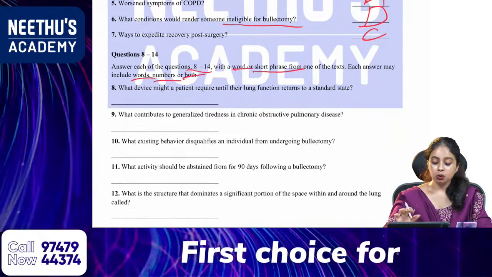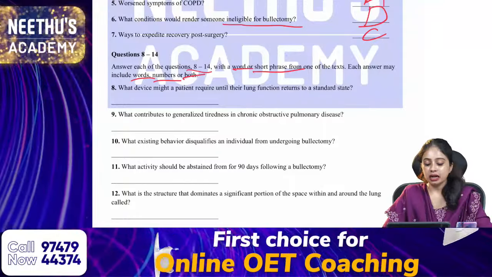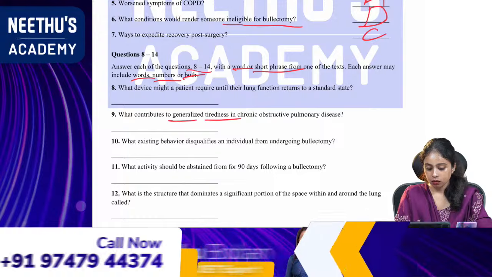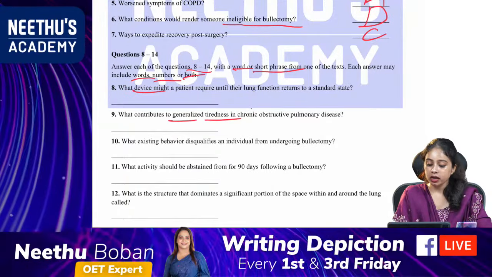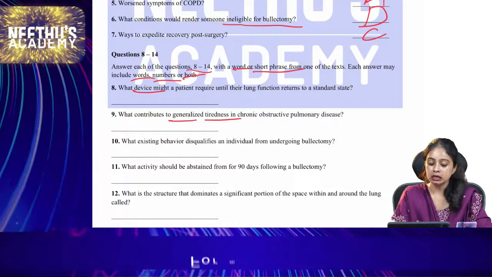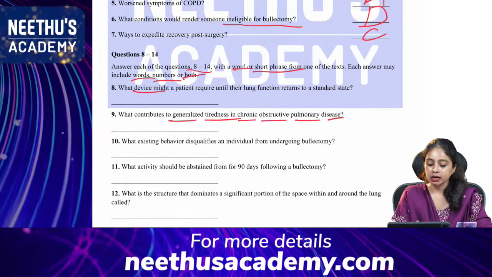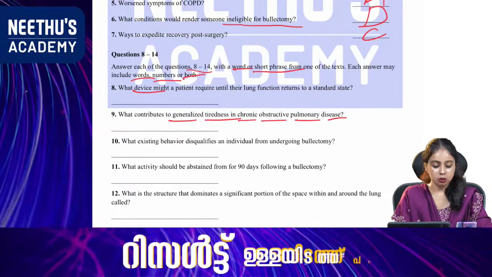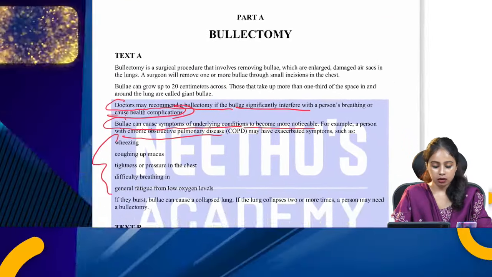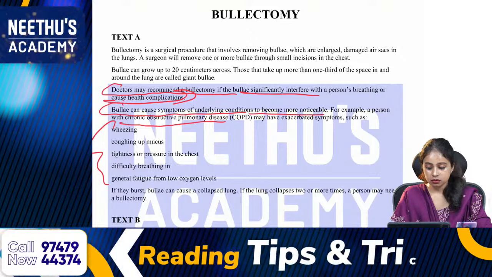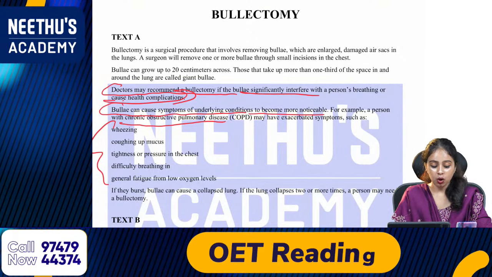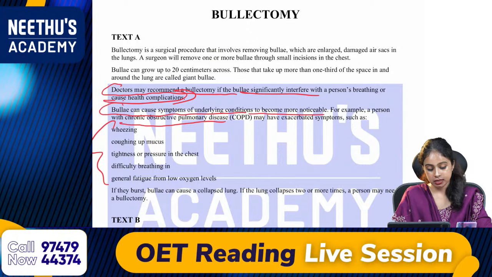Then 9th question. What contributes to generalized tiredness? Generalized tiredness in chronic obstructive pulmonary disease, COPD. Where is it mentioned? So which is from, as you already know, text A. So what is the answer? Any idea? For the 9th question, it is low oxygen levels.